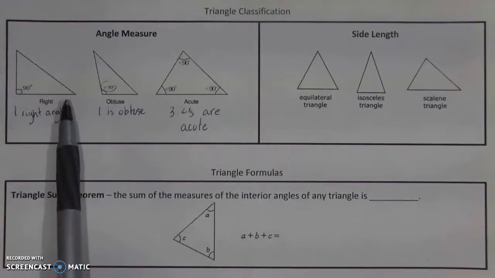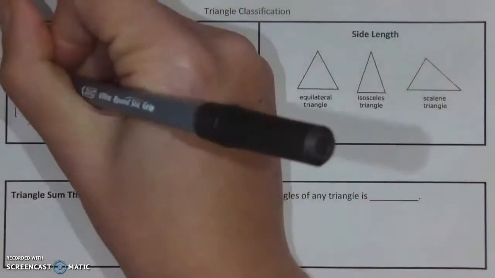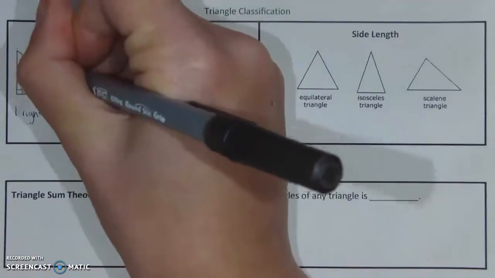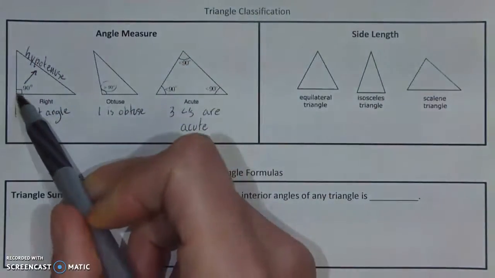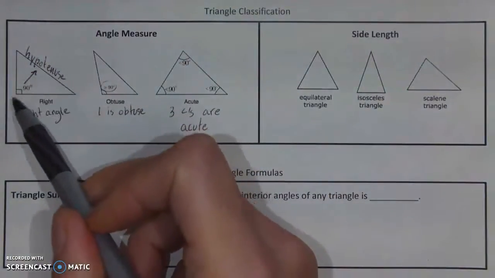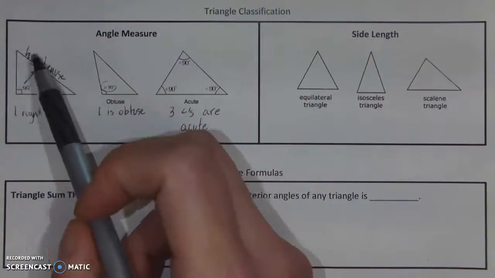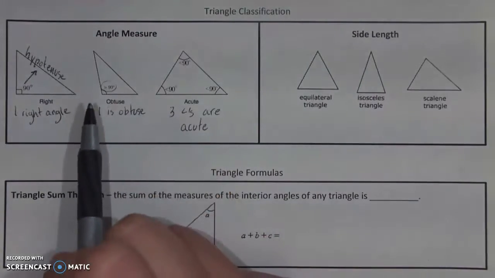With a right triangle, they're also going to use two other terms. The first is one that you might be familiar with, and that is the hypotenuse. The hypotenuse is going to be the side that is opposite the 90 degree. So whatever side is opposite the 90 degrees is called the hypotenuse. It's going to be the longest side of the right triangle.